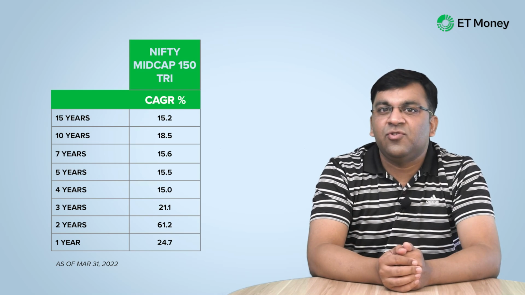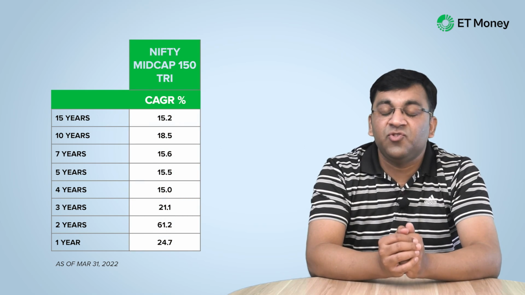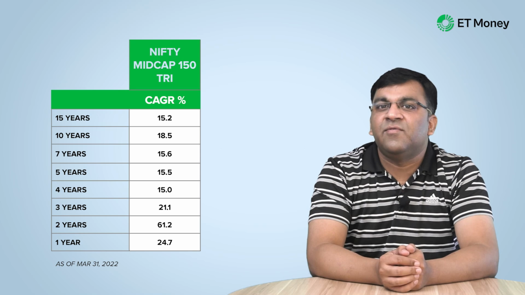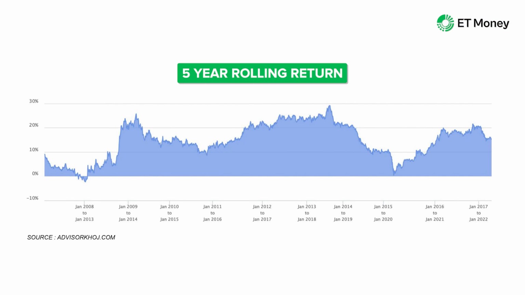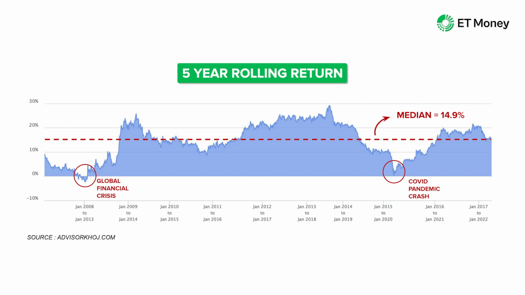Interestingly, an examination of the index's trailing performance shows a very consistent pattern with returns lingering around the 15% mark across many periods. When we examine performance even on a 5-year rolling return basis, which by the way is a wonderful way of examining mutual fund performance, we see the median returns of 14.9% for the Nifty Midcap 150. This effectively means that half of the time, the Midcap 150 index has delivered a return of 15% or more over a 5-year stretch.